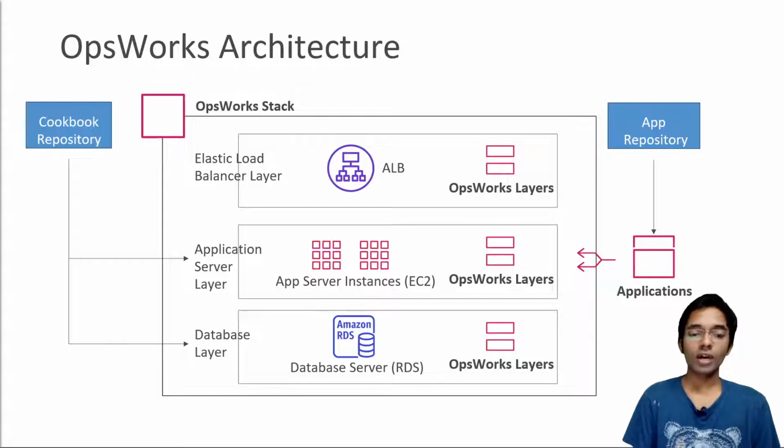Your application server first needs to be configured, and for this there's a cookbook repository. Then your application itself needs to be configured, so you have an application repository, and that is going to send your applications into your OpsWorks layers. And finally, we have a database layer, which is again managed by OpsWorks. This could be a database server on RDS, or your own database that you deploy on EC2 instances. Cookbooks can again help manage these database servers if we are using EC2 instances.